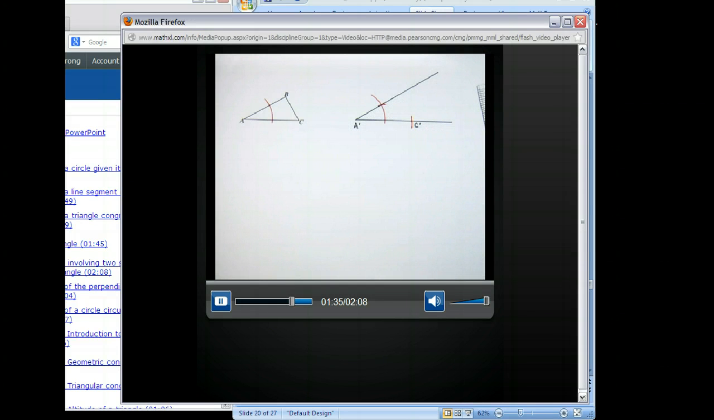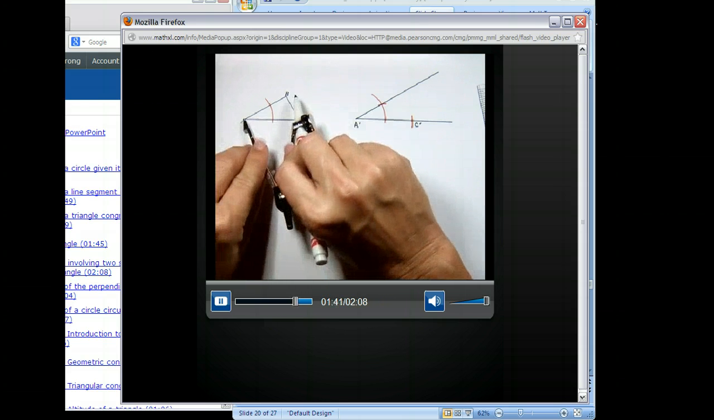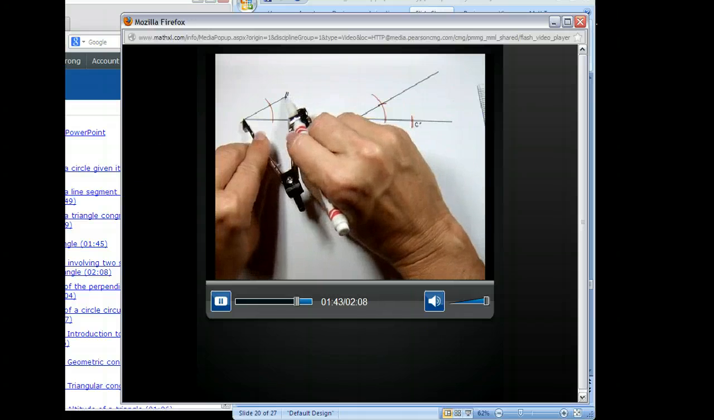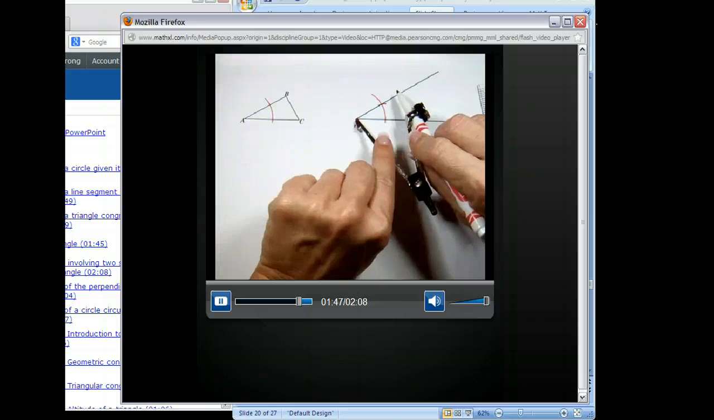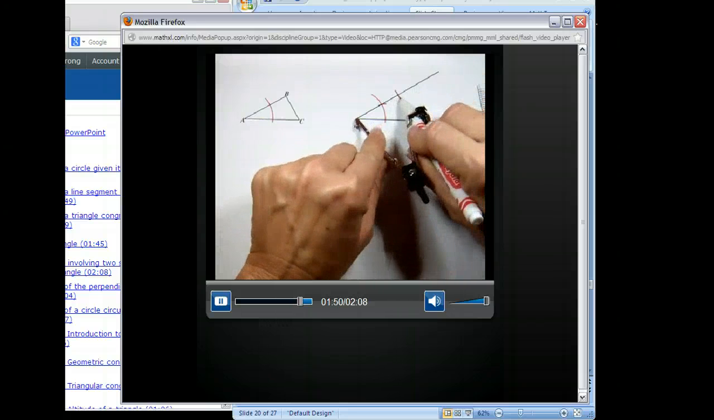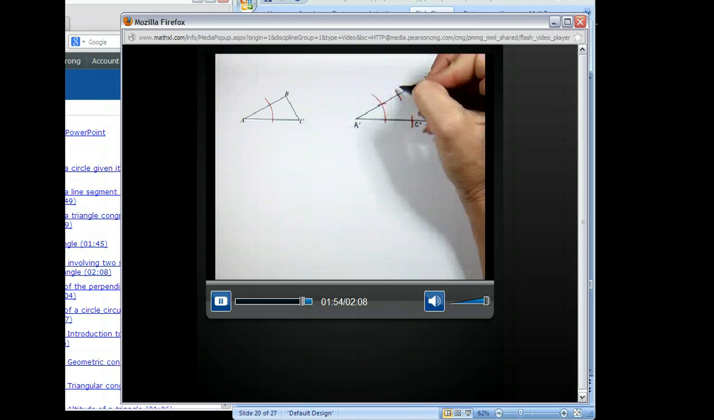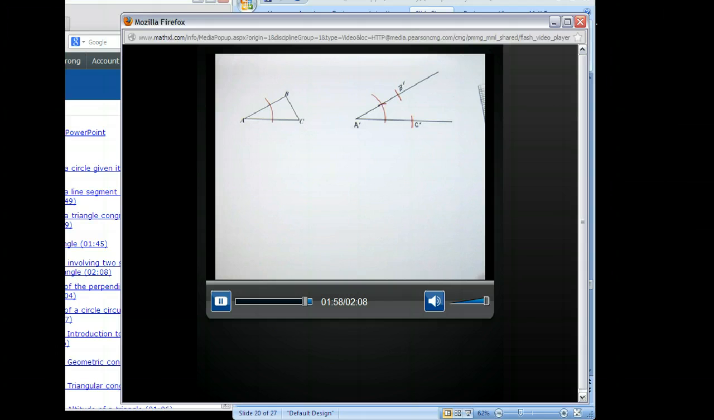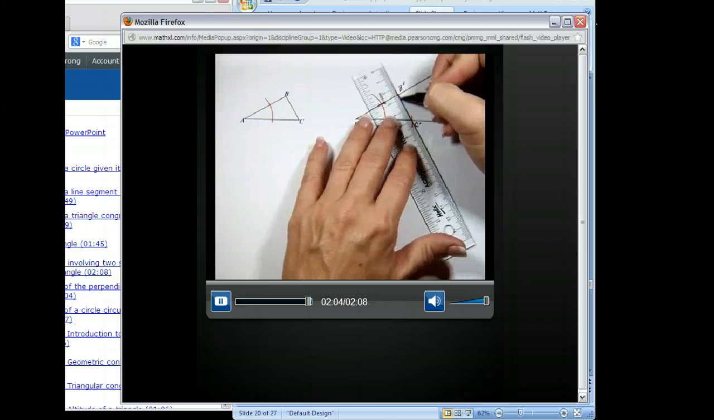Copy side AB by placing the compass point at A and opening it to the distance of B. Mark that distance along the new ray and label that point B prime. Now connect points B prime and C prime to complete the copying of the triangle using side angle side construction.